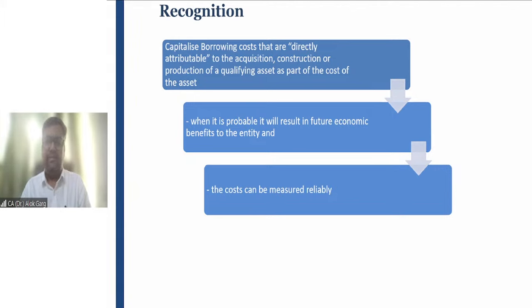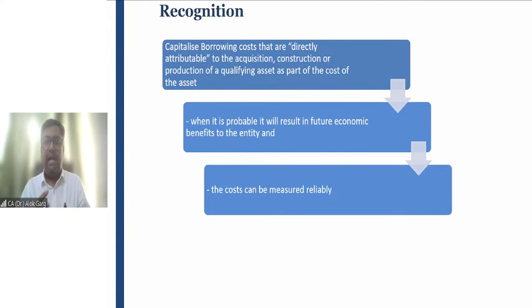So number one, the factory will not have a future economic benefit. Even though it will be completed, it will not have a future economic benefit, right? So the actual amount which I am incurring on the construction of the factory, for example, cement, bricks, material, labor, overheads, even though I would not be able to recover the future economic benefit from this factory, should I capitalize this borrowing cost again as a part of the cost of the asset?